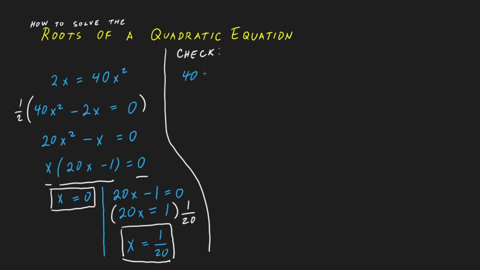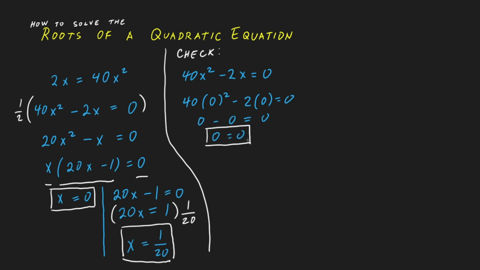The 40x squared minus 2x is equal to 0. And then to check, we're just going to plug in 0 for the x. So we're going to first check that. Okay. So here I'm going to write 40 times 0 squared minus 2 times 0. That's equal to 0. So we get 0 here minus 0 is equal to 0. Okay, so 0 is equal to 0, so this is correct.